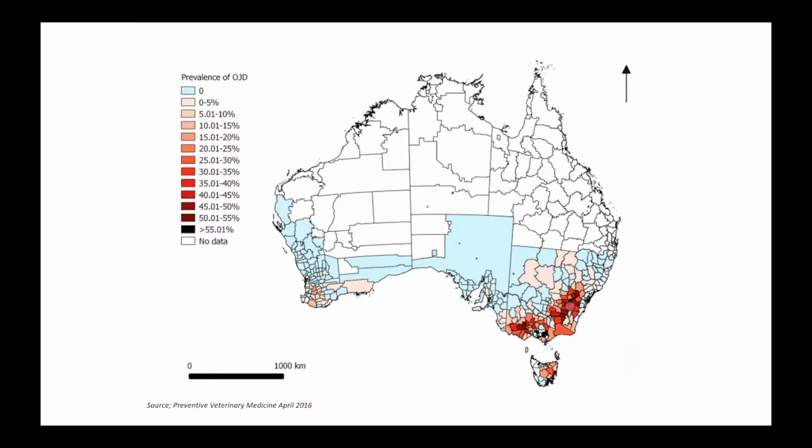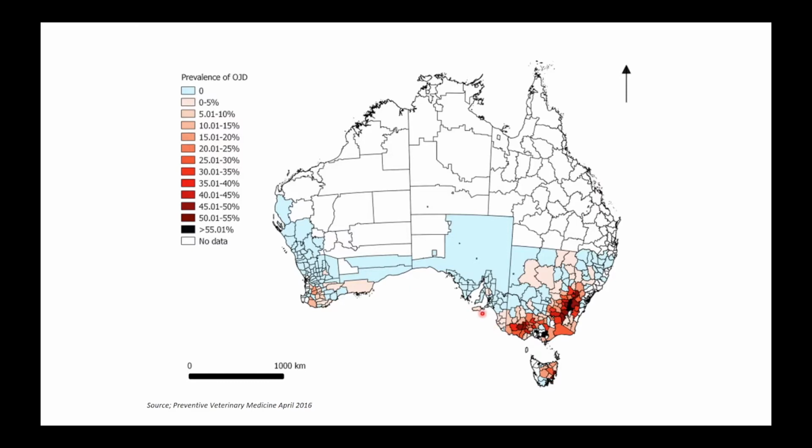So you can see where Johne's was first detected here in New South Wales. You've got more than half of the flocks actually infected. Really important to note that if you're thinking of buying sheep in those areas, because your chances of picking it up are pretty high.